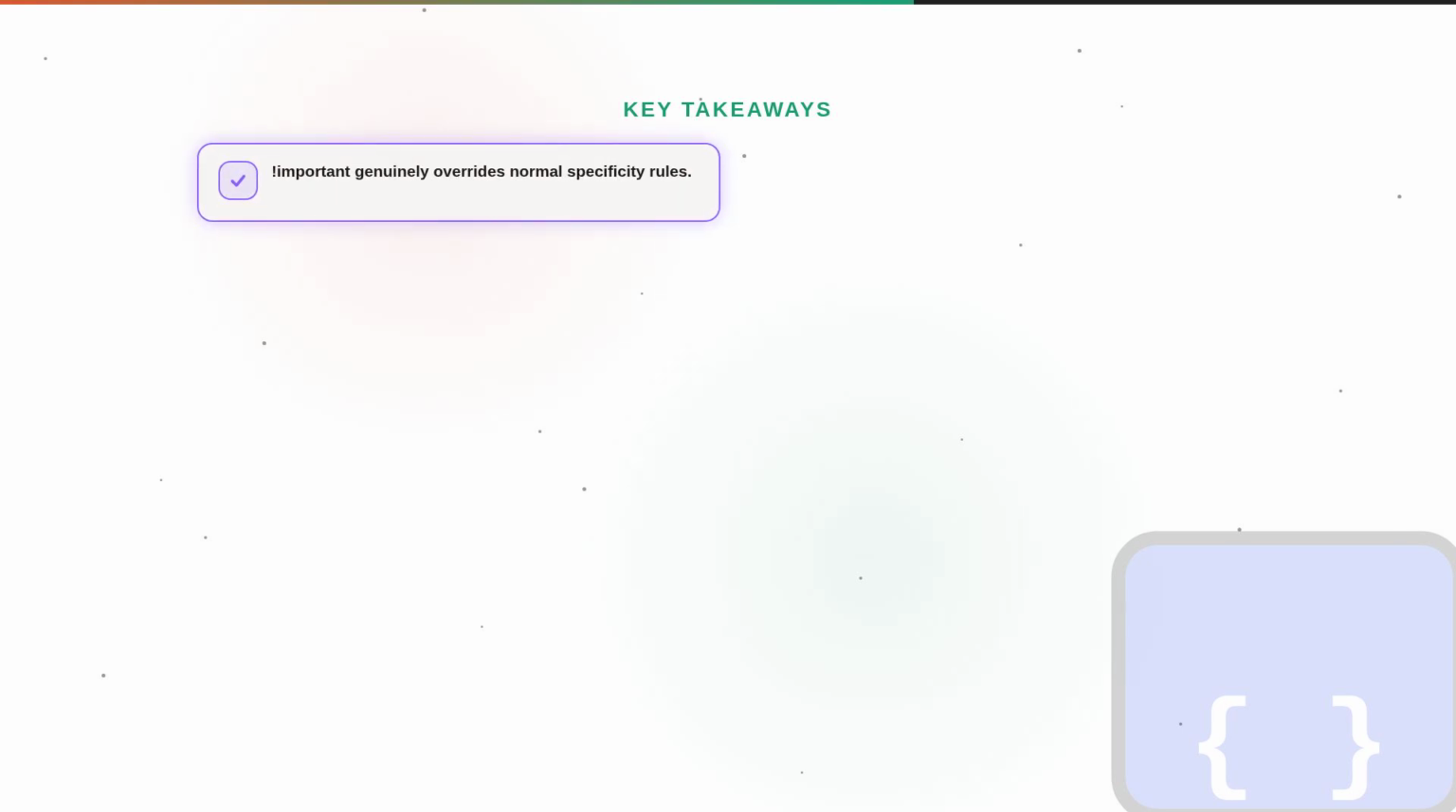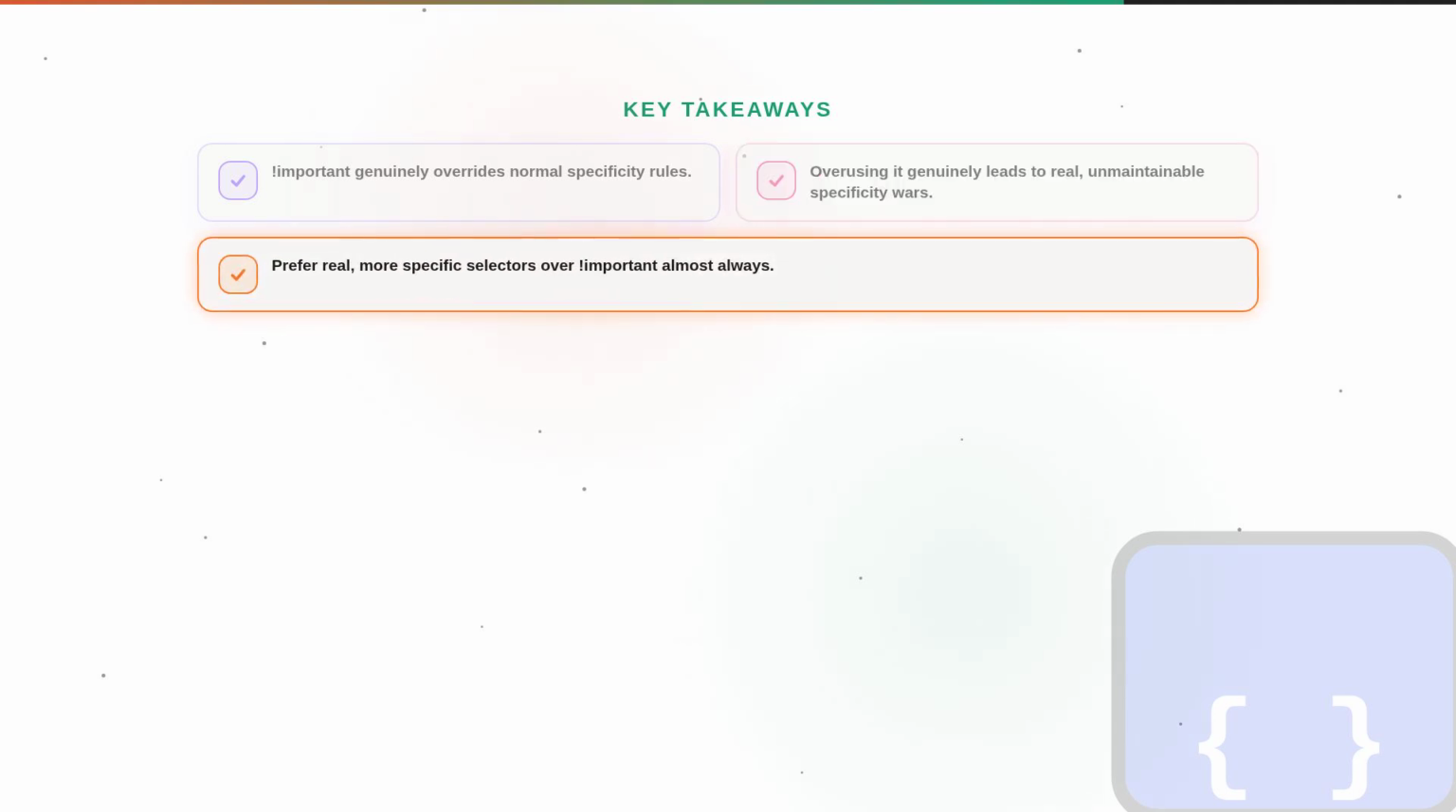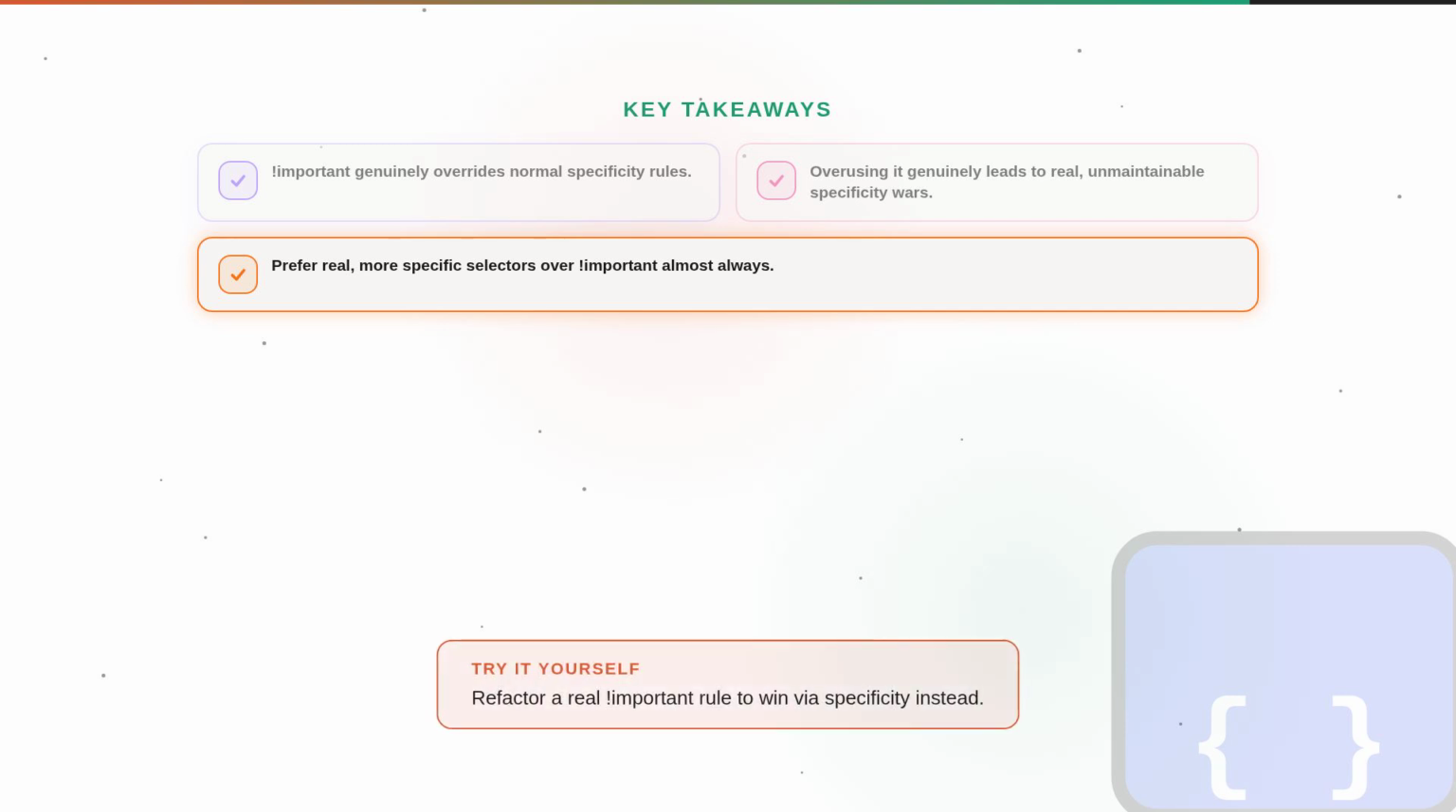Important overrides normal specificity rules. Overusing it leads to unmaintainable specificity wars. Prefer more specific selectors over important almost always. Refactor an important rule to win via specificity instead.